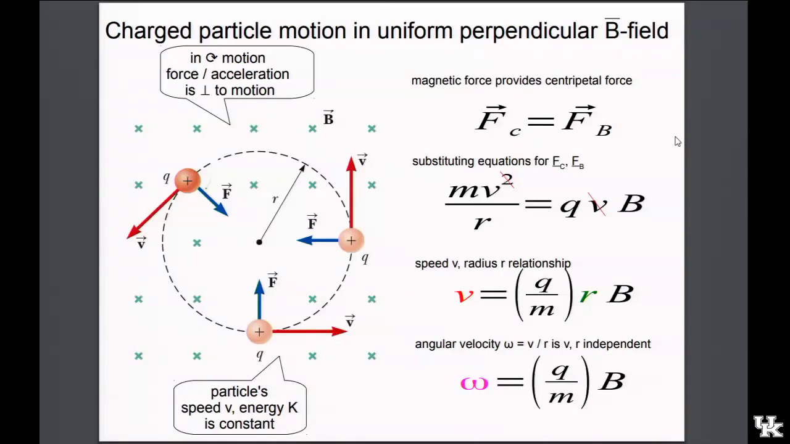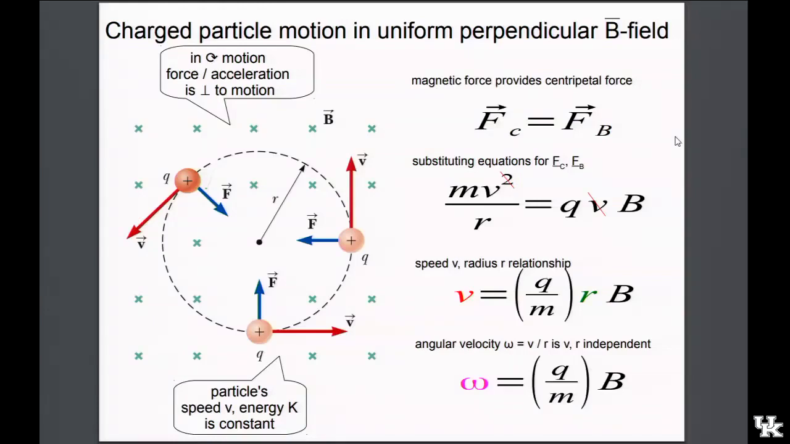I then substituted in a pair of equations. One was the equation that tells me how the magnetic force works. That's the field equation. It's QV times B times sine theta. But here, sine theta is sine 90, which is 1, so I just dropped it. That's the magnetic field equation that I plugged in to describe the magnetic force. And then on the left-hand side of the equation, I plugged in the equation you met in Physics 211. It's the equation for a centripetal force. It depends on the size of the circle, the speed you go around the circle, and how massive the object going around the circle is. It's mv squared over r.